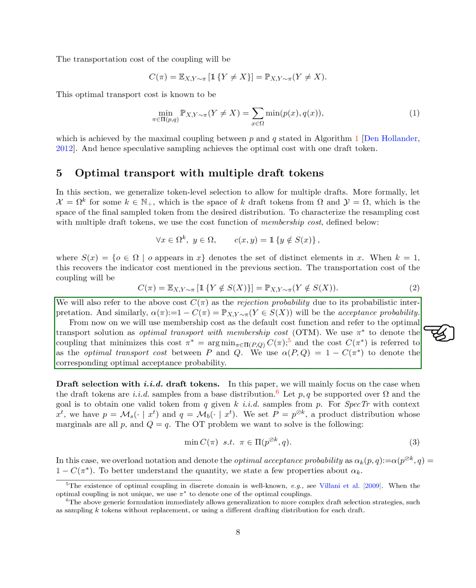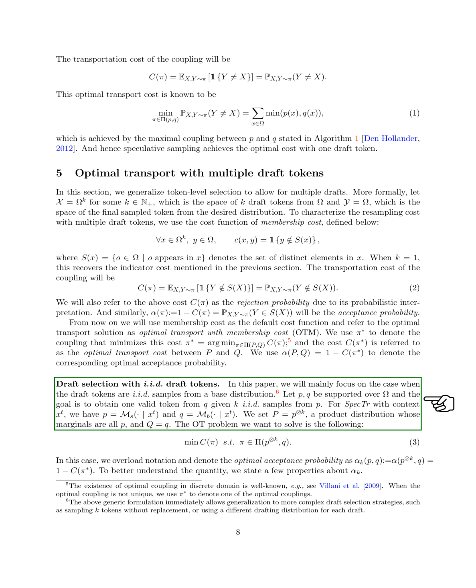Section. Draft selection with i.i.d. draft tokens. In this paper, we're primarily focusing on a scenario where draft tokens are independent and identically distributed, i.i.d., samples from a base distribution. This approach allows us to generalize to more complex draft selection strategies, such as sampling multiple tokens without replacement or using a different distribution for each draft.